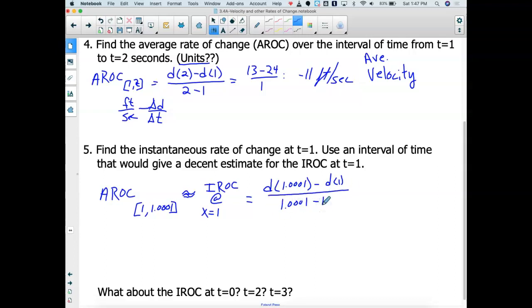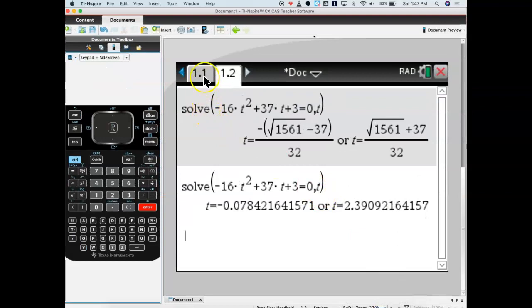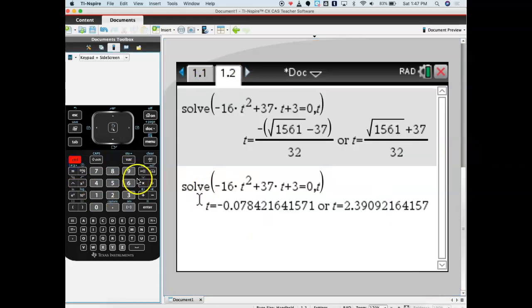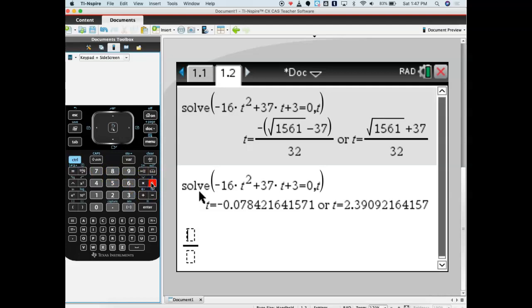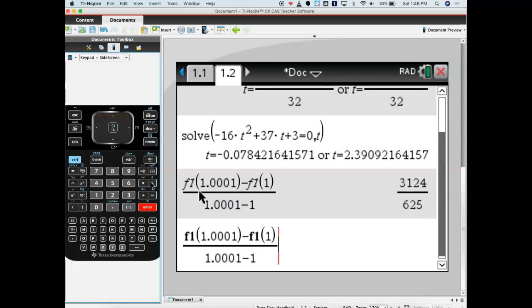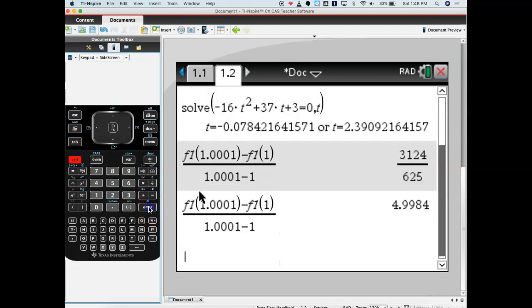1.0001 minus 1. And we would always come to our little calculator here, and notice I have my displacement function graphed in my F1, okay? So when I'm here, I can grab my fancy little fraction, and I can tell my calculator, please go find function 1 and evaluate it at 1.0001 minus that same F1 function at 1, and then take my 1.0001 minus 1, and I didn't want that. I got to take myself out of exact mode and go to approximate.